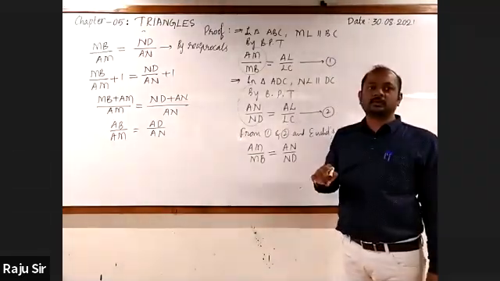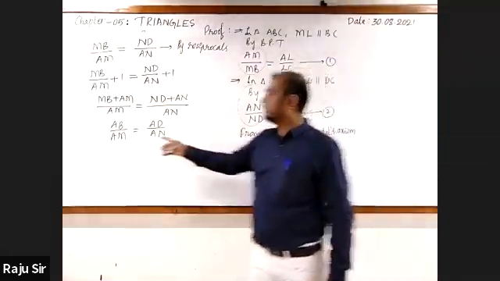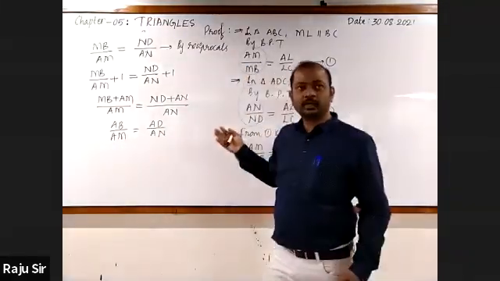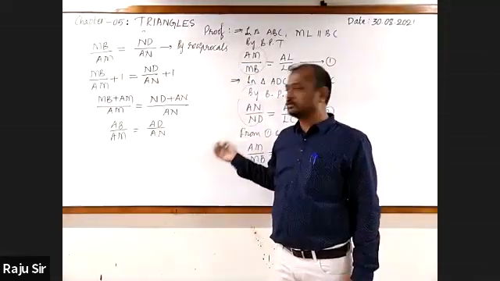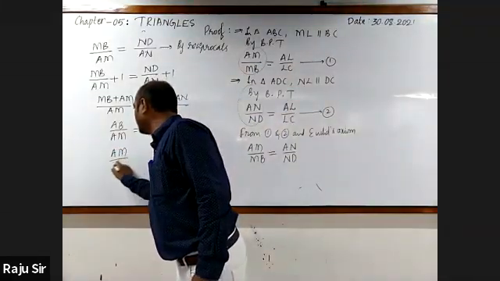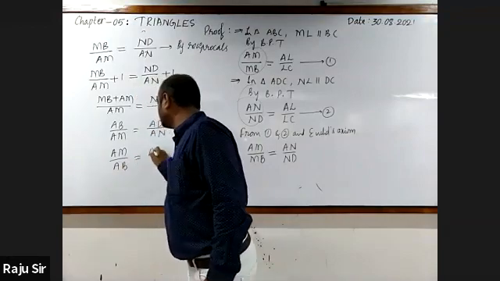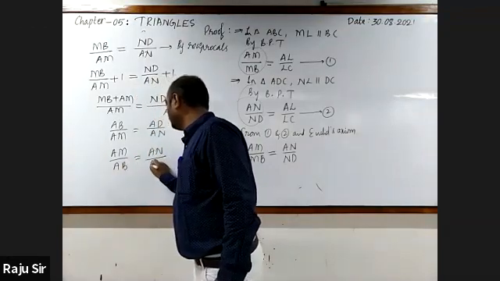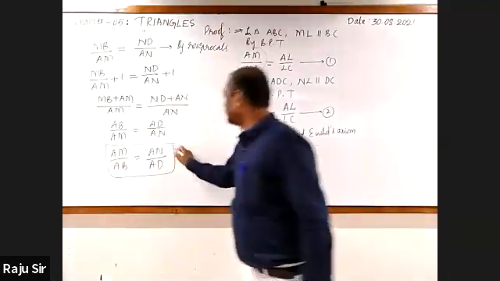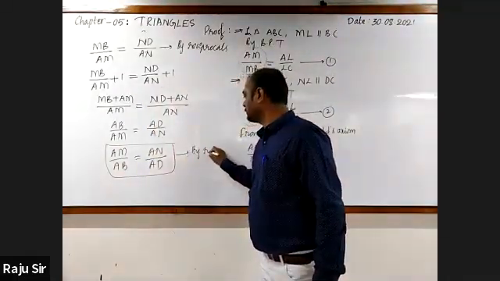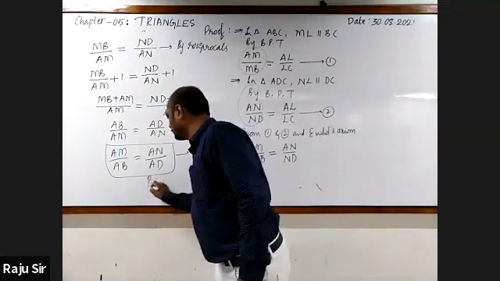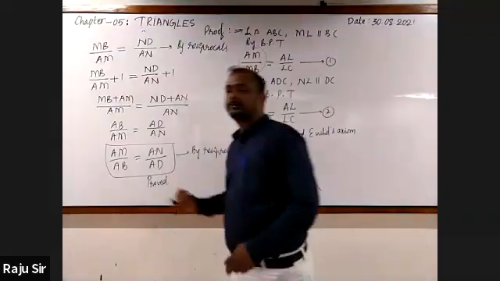But in the statement, we are going to prove AM by AB is equal to AN by AD. Again, we have to take the reciprocals. AM by AB is equal to AN by AD by reciprocals. Hence, the statement is proved.